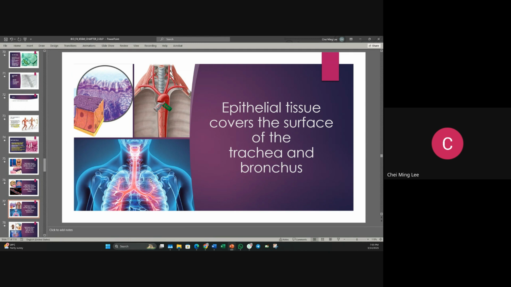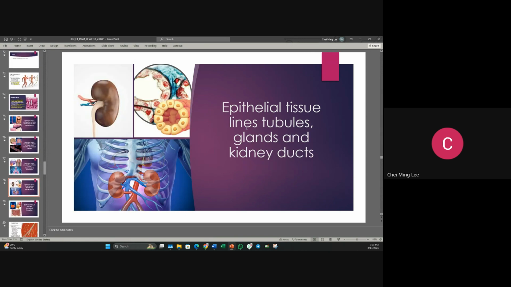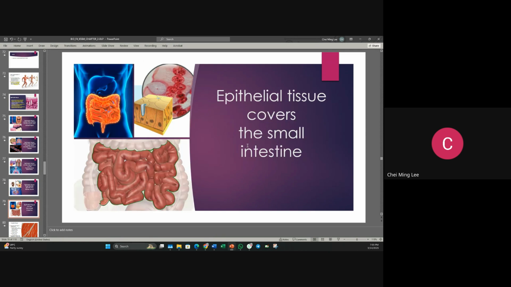Bronchus are actually the structure inside here. It also covers the glands, all this. So anything that divides, normally all these organs or tissues, they will need to divide themselves from the environment, right? So of course, they will have epithelial tissue. So it's the biggest tissue structure in humans. It covers all the small intestines, all this.